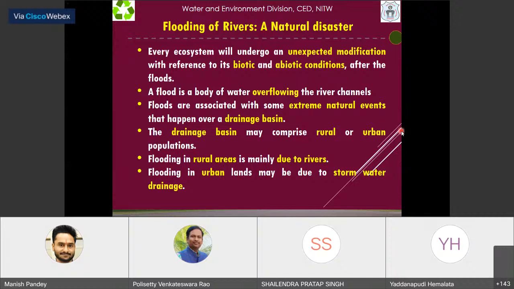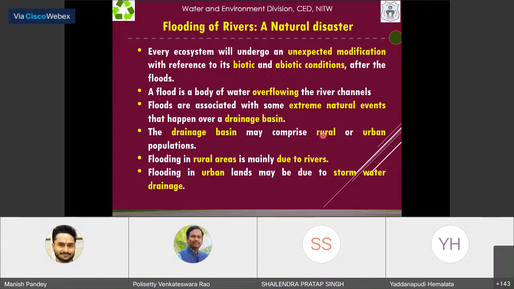So if you look at floods and their impact, there will be an impact on ecosystems. These ecosystems will undergo an unexpected modification. The unexpected modifications include a change in number, evolution of new species, extinction of existing species, and change of river course. These are some of the examples which may happen generally after the floods. So if I want to strictly analyze how a flood happens, how a flood takes place.